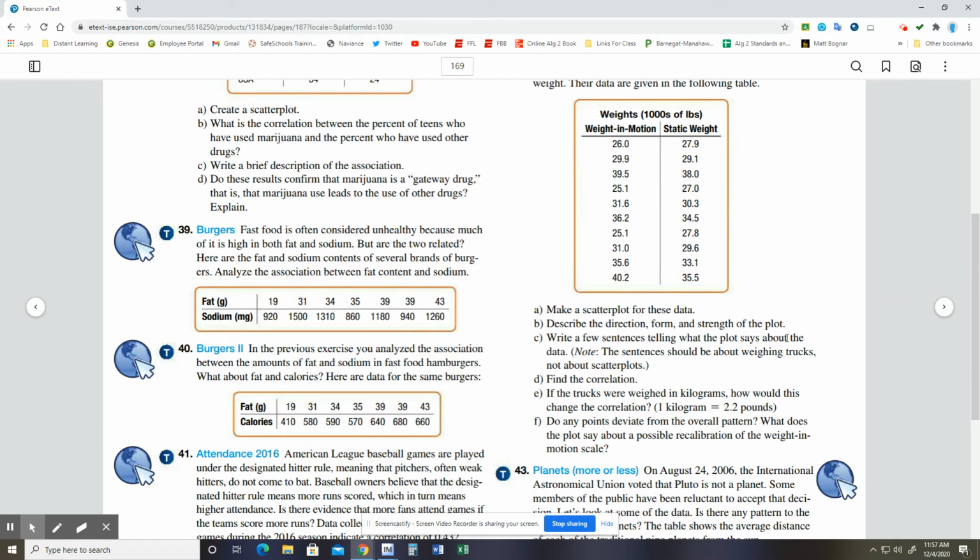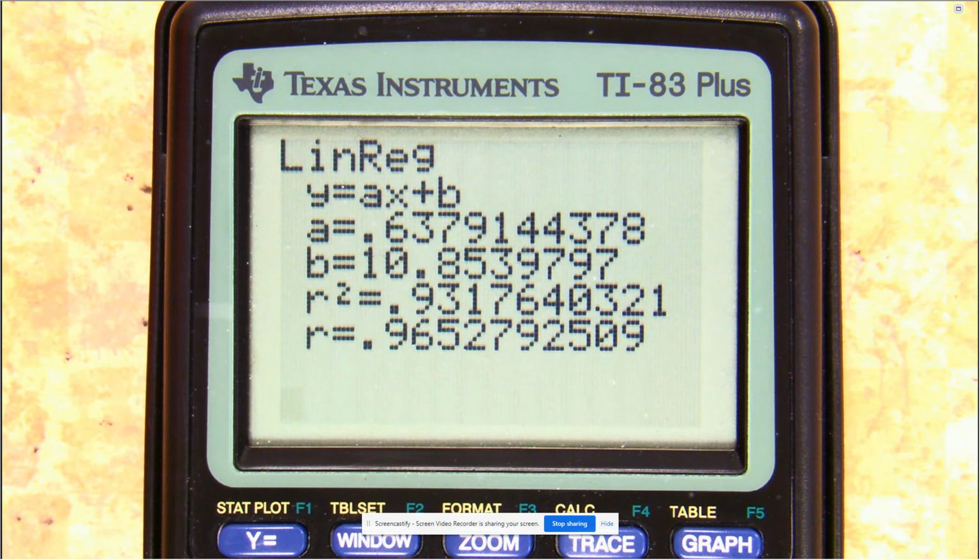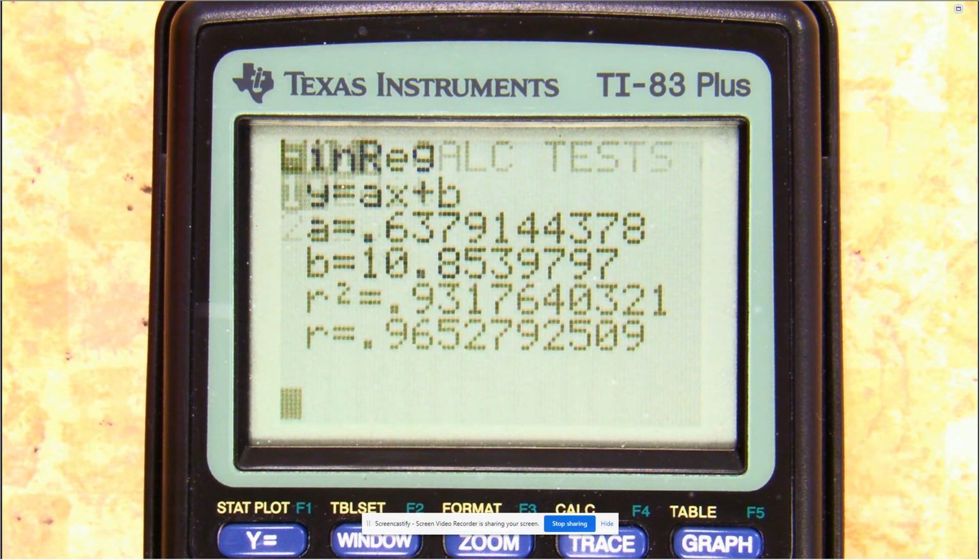So if 1 kilogram is 2.2 pounds, if I were to divide each of these by 2.2, watch this. I'm going to totally wait. Let me see what the last question is. The point is deviate from the overall pattern. Yeah, we'll talk about that in a minute. But let me show you something here.